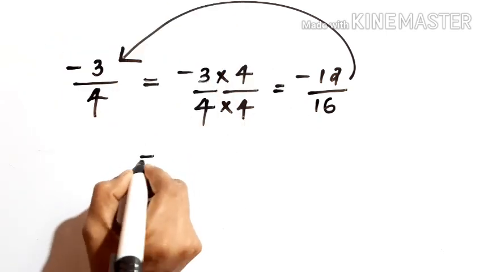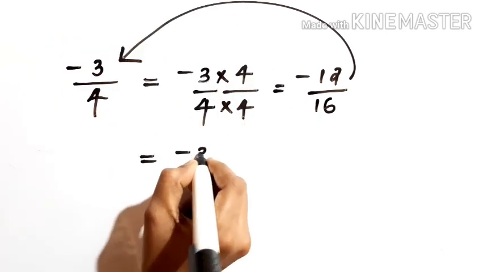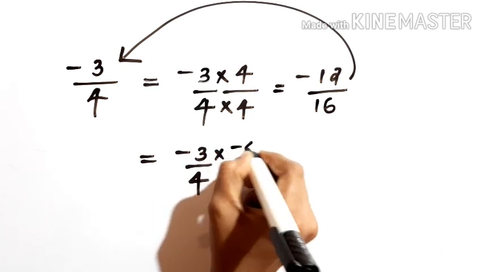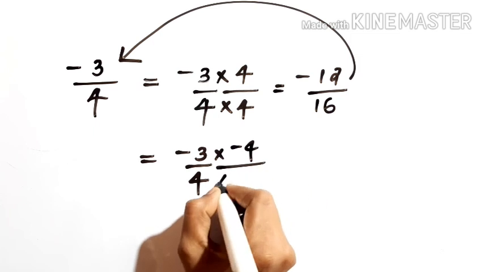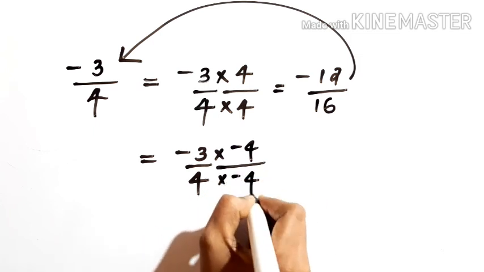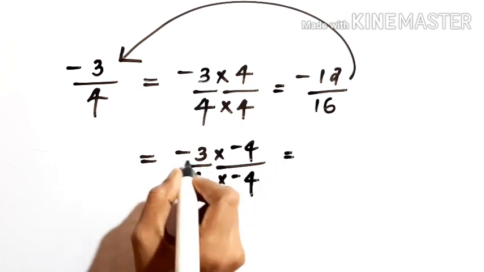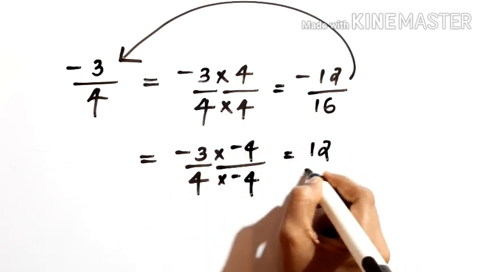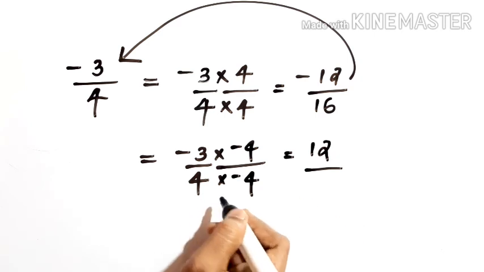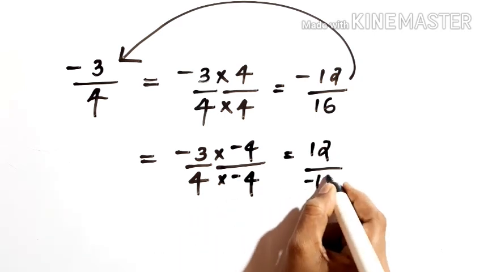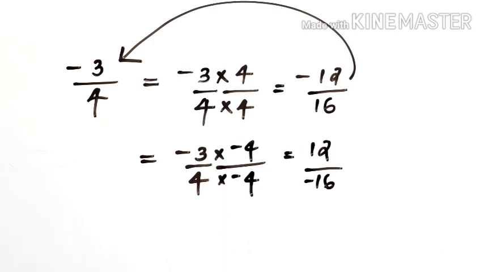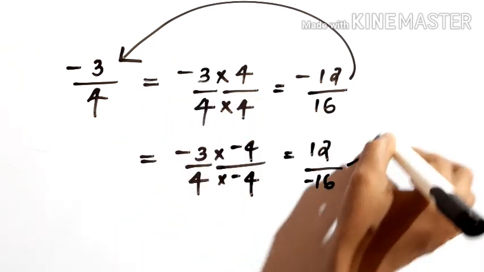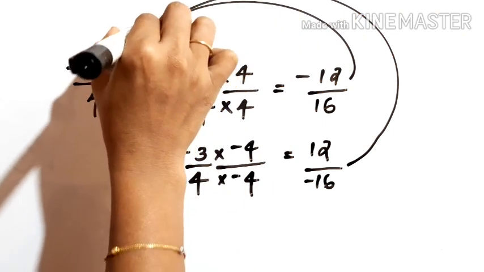Then another one, minus 3 by 4 into minus 4 on the denominator also into minus 4. Here minus 3 into minus 4 positive 12 divided by 4 into minus 4 minus 16. 12 divided by minus 16 also equivalent to minus 3 by 4.